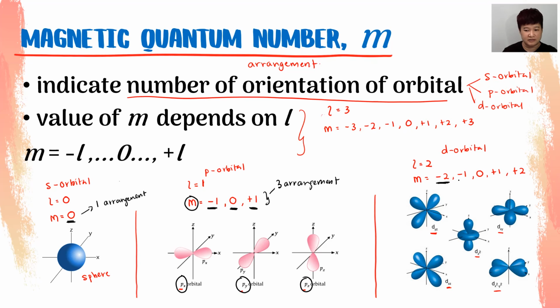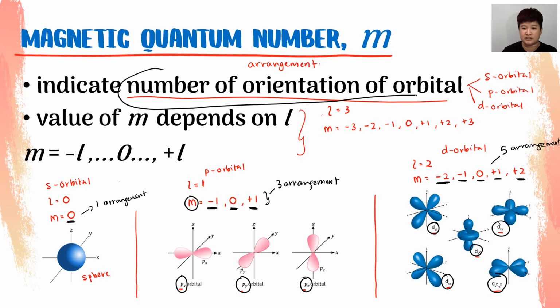1, 2, 3, 4, 5. So how many arrangements do we have for the d orbital? The d orbital has 5 arrangements because of the m number. And that's what I mean by the number of orientations of the orbital. So the magnetic quantum number represents how many arrangements we can have for that particular orbital.